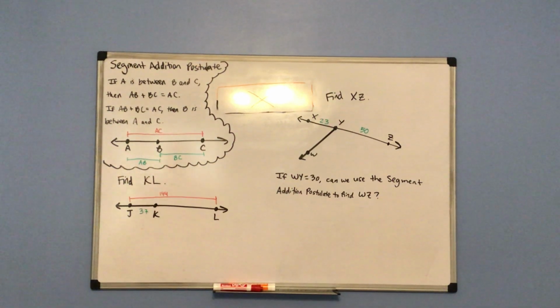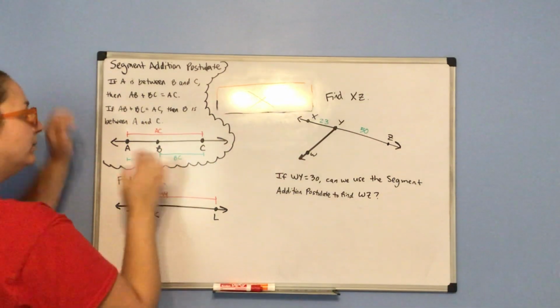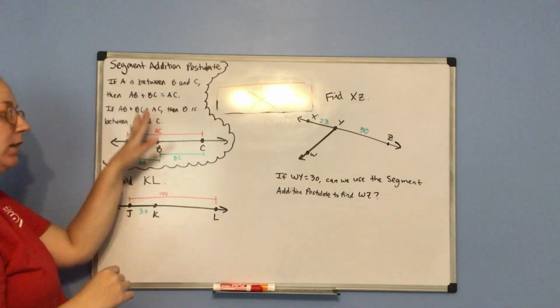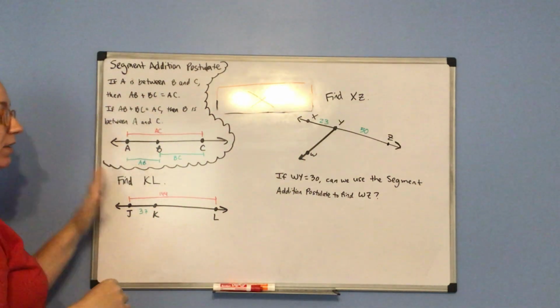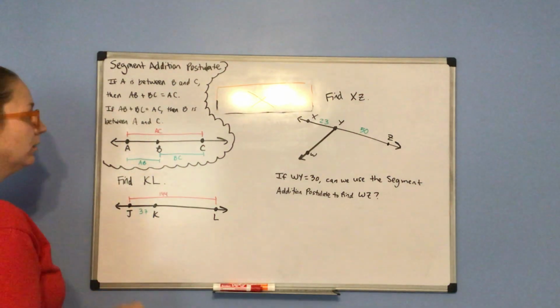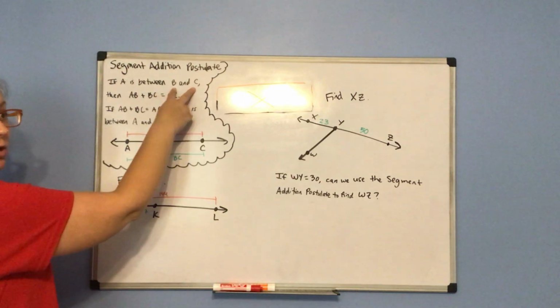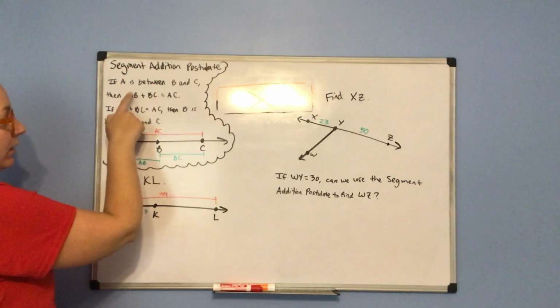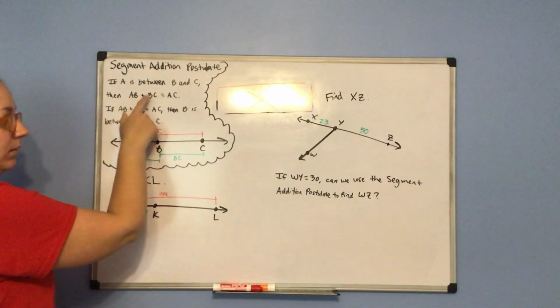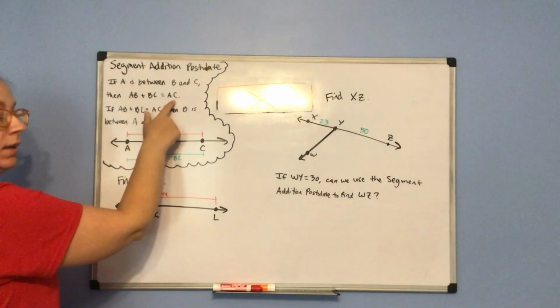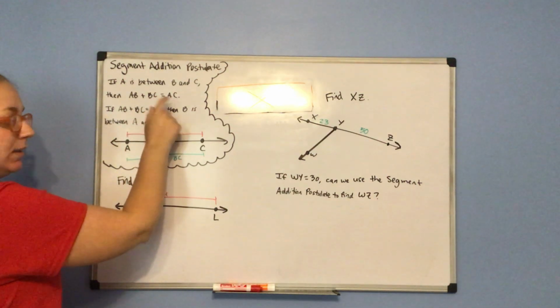Hello. Right now we're going to look at the segment addition postulate, which I have written out right here. It's going to seem kind of redundant when I read it. I'll explain why it is, and then I'm going to read through it first, then we'll continue. If A, this is talking about a point, is between B and C, which are two other points, then the segment length for AB plus the segment length for BC equals the segment length for AC.